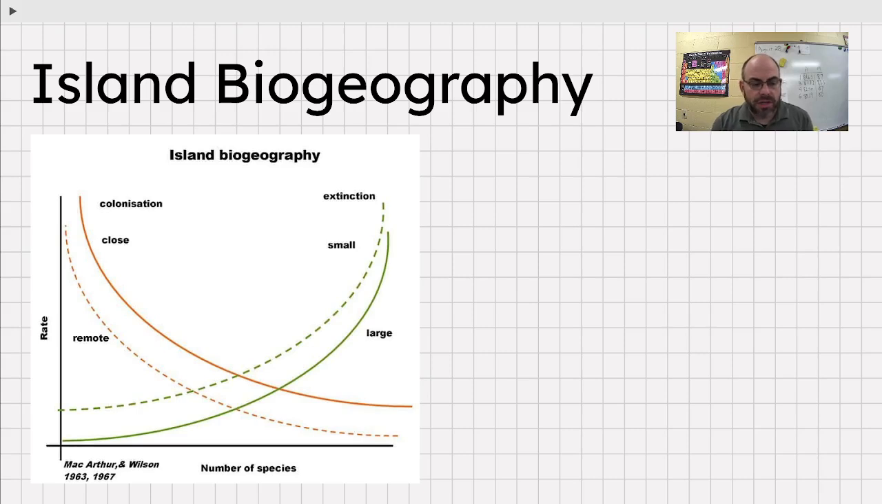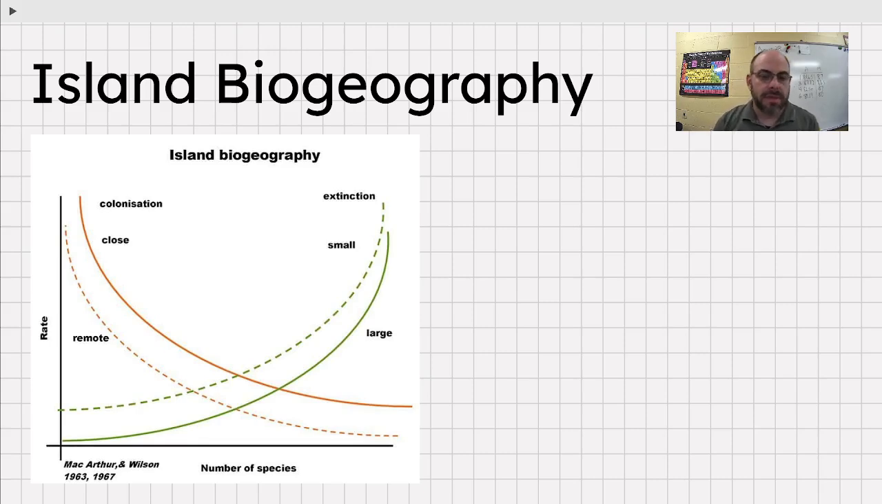You have colonization. We're going to talk about colonization. And then you have colonization for a close island, close to mainland, versus a more remote one. And then you have extinction, right? The rate at which things go extinct. You have small islands versus large islands. And so you can see that something that is close to land and large, the intersection between those two, is going to have a larger number of species, right? And so the worst thing would be a small island that is remote, right? And so this is kind of the idea there.